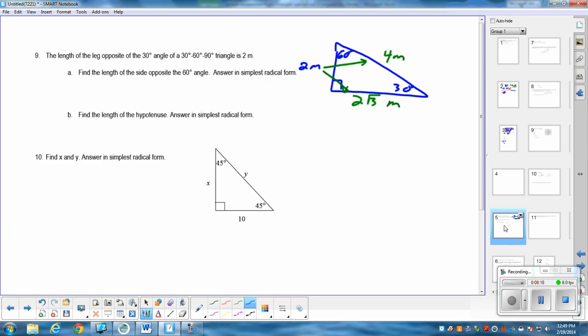Number 10, we have a 45, 45, 90 triangle, which means this is an isosceles triangle, which means that this is 10, and this is going to be 10 square root of 2.